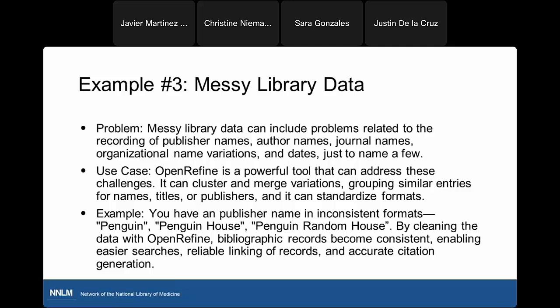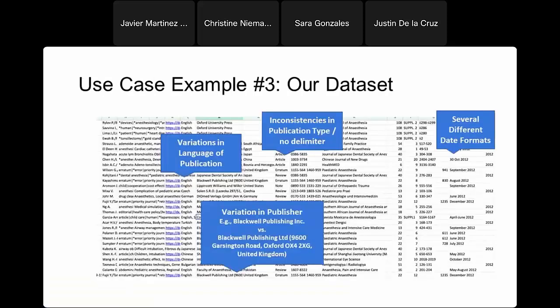Titles may have differences in capitalization or punctuation, and publisher names may be recorded in different ways, such as Penguin Books, simply the word Penguin, or Penguin Random House. By cleaning the data with OpenRefine, the bibliographic records become consistent, enabling easier searches, reliable linking of records, and accurate citation generation.